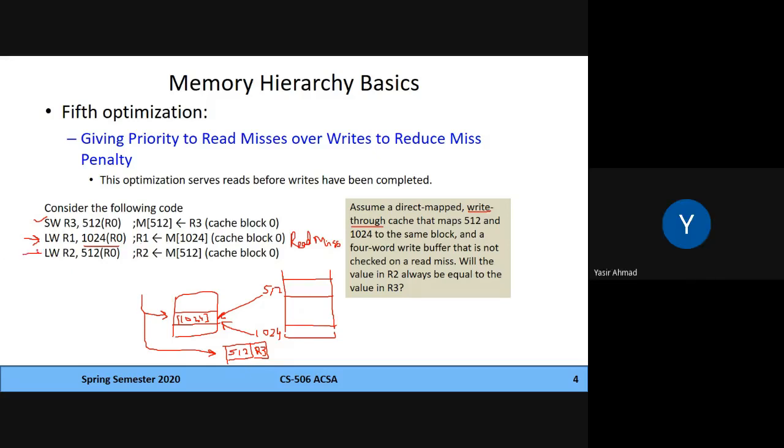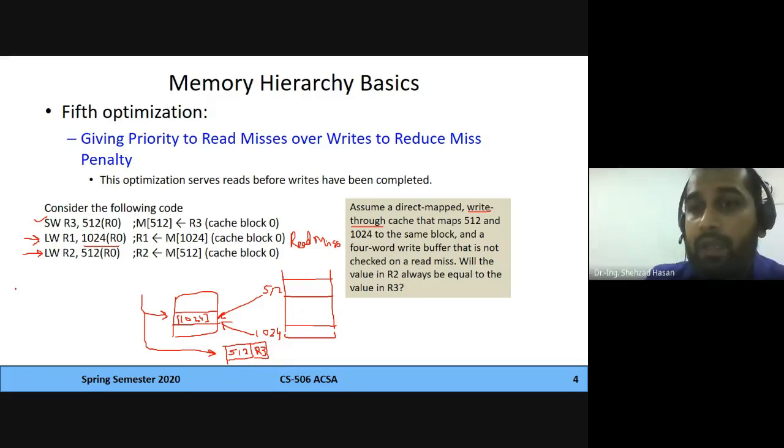Sorry, sir, for the interruption. Just let me clarify that this 1024 is this buffer box, and the 512 is the cache box. Are you referring to it? This is a cache, and this one is a buffer. No, actually both of them are main memory blocks. Both 512 and 1024 are main memory addresses.